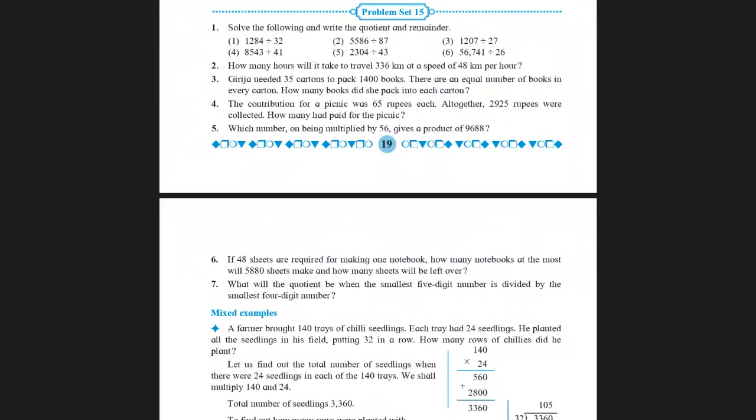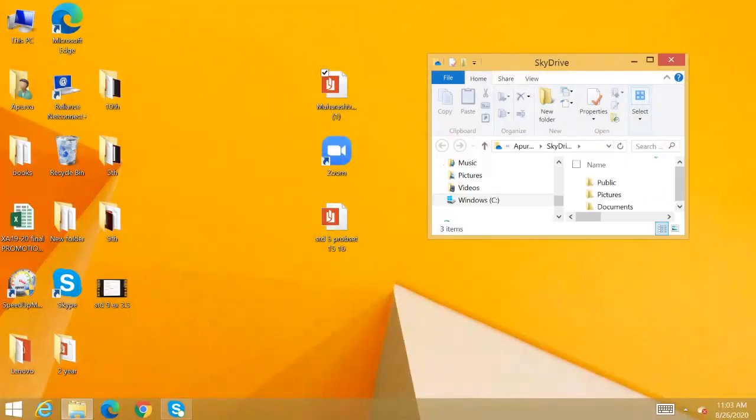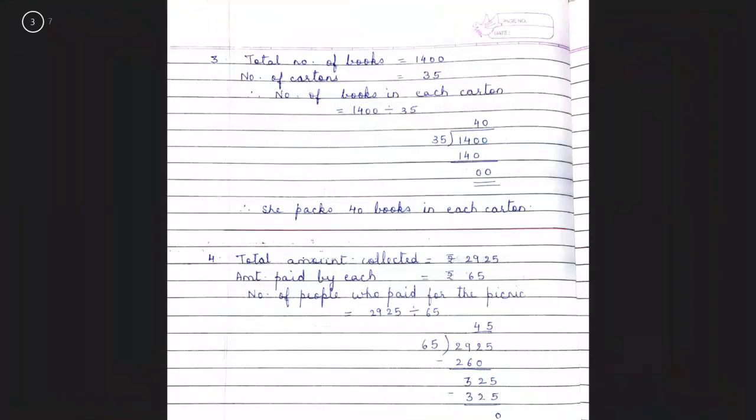Okay, so how do I find out? 1400 books, how many cartons? 35. So if I were to divide 1400 by 35, I would get the number of books which are there in each carton box. So total number of books 1400, number of cartons 35. Therefore, number of books in each carton is 1400 divided by 35, and when you divide, you will get 40 as your answer. So 35 doesn't go in 1, doesn't go in 14. Take 140. It goes 4 times. 140. There's a 0. So I put 0 on top. 35 into 40. She packs 40 books in each carton.